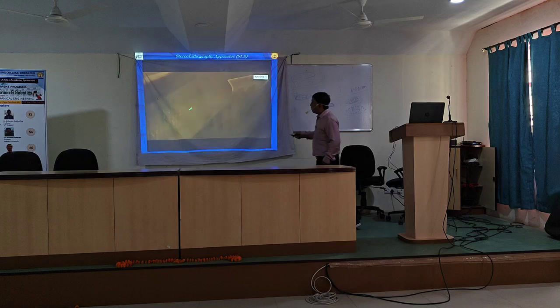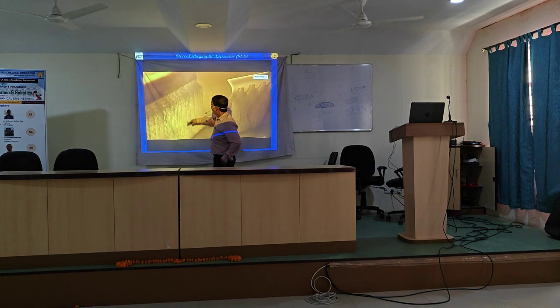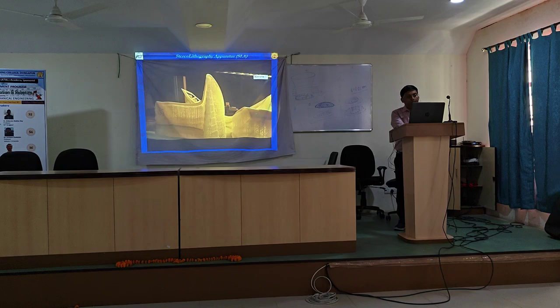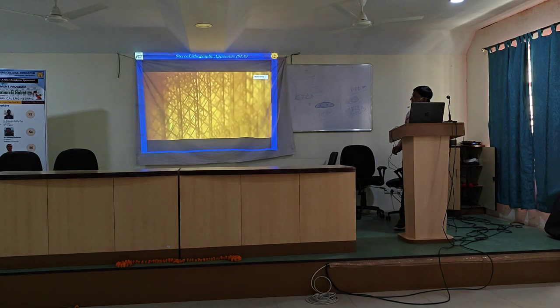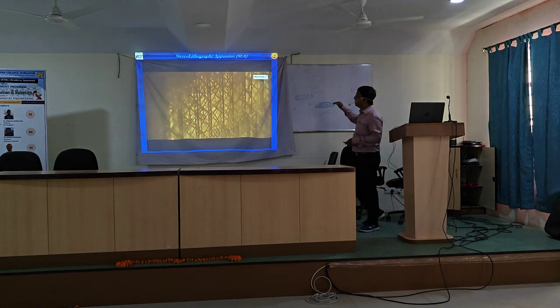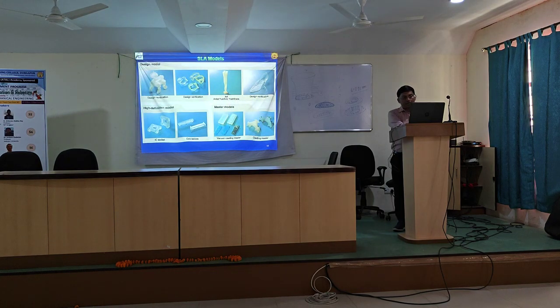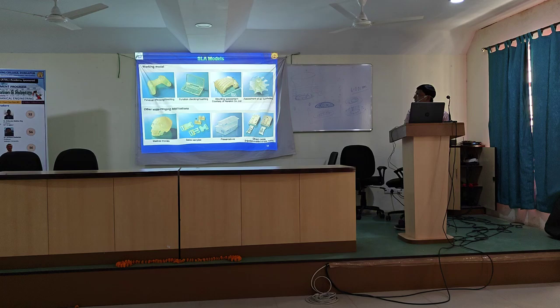And the overhang portion, you see, in the overhang portion there is a lot of support structure that you have to remove. Why support structure is required, that I will explain. So these are the support structures that you have to remove. For the overhang portion, you need support structure. So that part I will tell. This is the product developed by the SLA process.